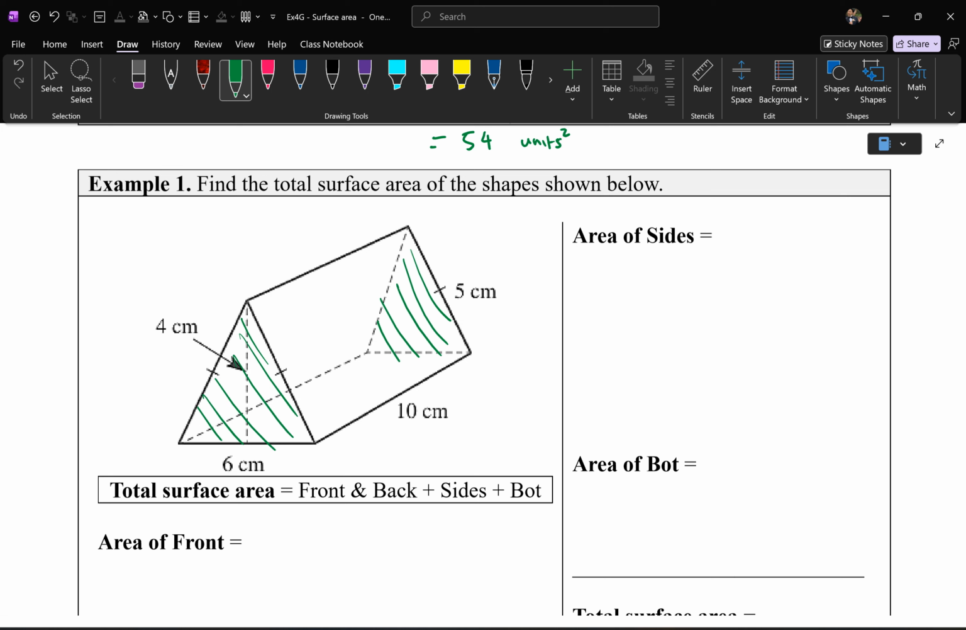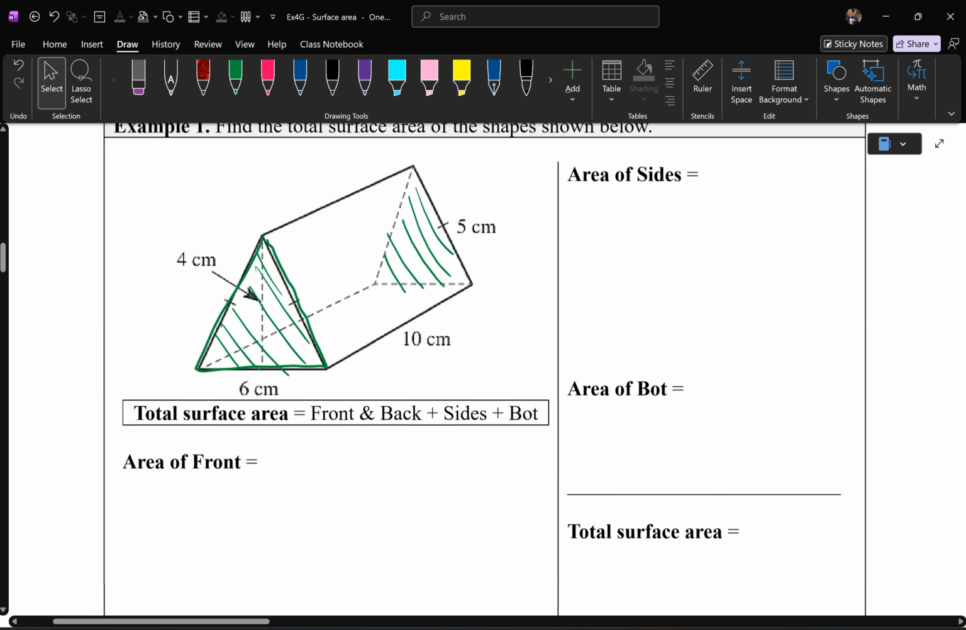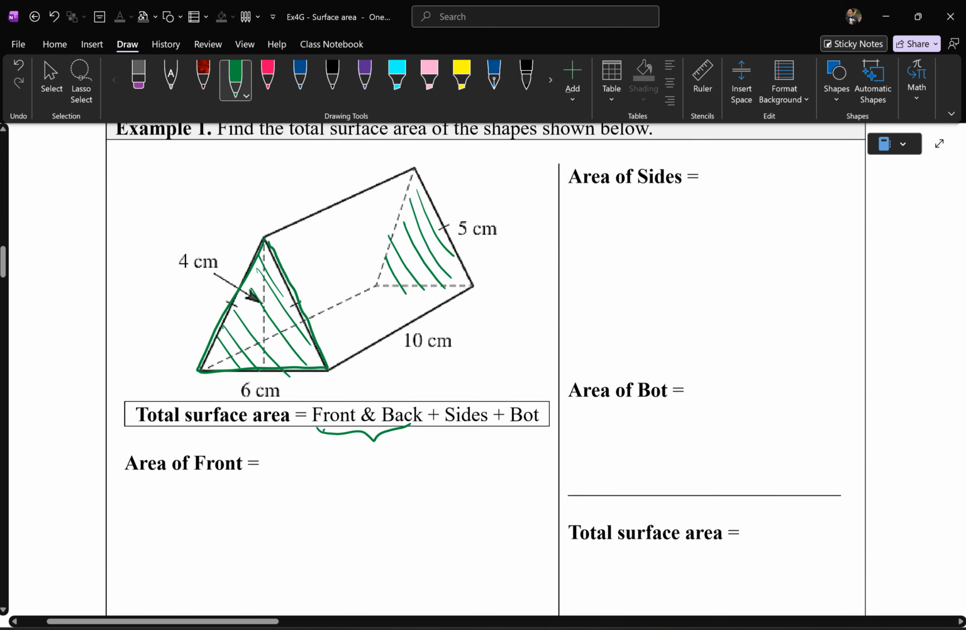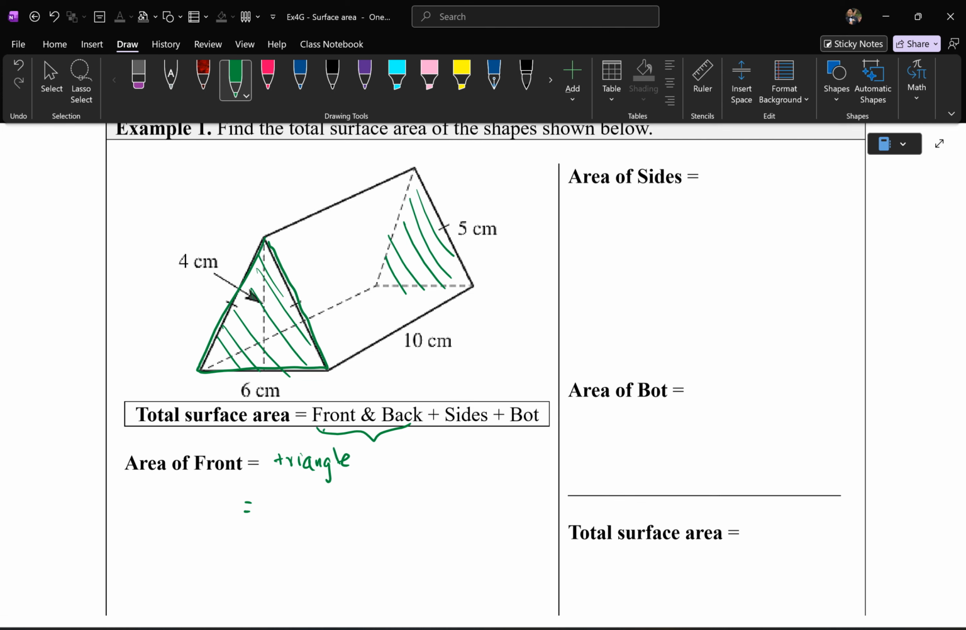Something pyramid. No, this is a triangular prism, but I'm just talking about the very front. What shape is that? Triangle. Very good. So the front and the back is a triangle. So your job is to find, well, what is the area of a triangle again? Let's go with Ava. What's the area of a triangle again?